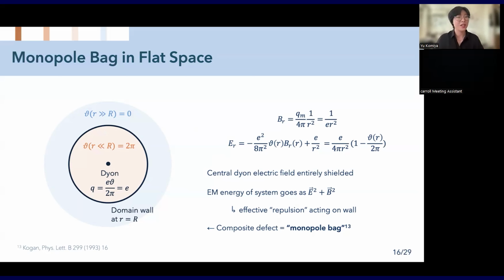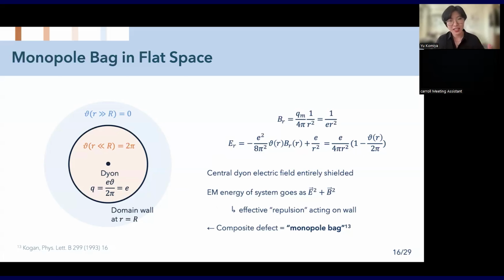As a side note, we can change all of these boundary conditions and things will still be physical as long as we choose them sensibly. But for the sake of argument, from now on, we'll take the case where we have a domain wall, and this domain wall is interpolating between an interior region where theta is 2 pi and an exterior region where theta goes to 0. So in this case, we place a monopole in the center and it becomes a dion, because like I said before, we'll take n equal to 0 for this simple illustrative case. And then the charge on this monopole is now going to be E times theta over 2 pi. Theta being 2 pi, the charge is E.